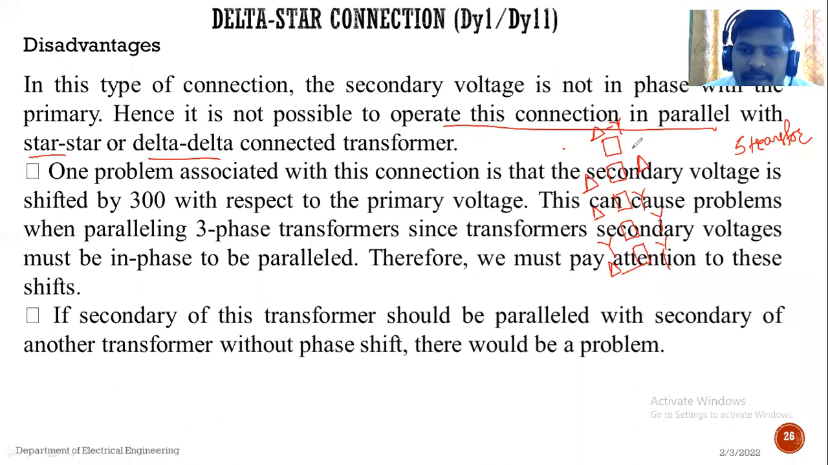Suppose these 3 transformers are operated in parallel and I want to add one extra transformer in parallel, one transformer out of these 2 to be connected in parallel. At that situation it is not possible to do the parallel connection, because these are connected in delta star having a plus 30 degree or minus 30 degree phase displacement. There is a 30 degree phase displacement between the secondary and primary phase voltage, so we are not able to operate these transformers, this one and this one, in parallel with that connection.